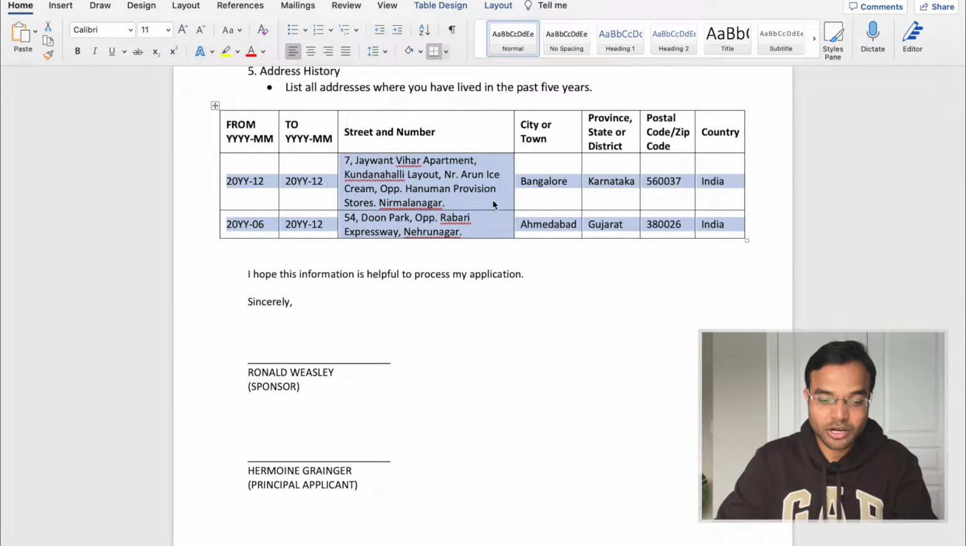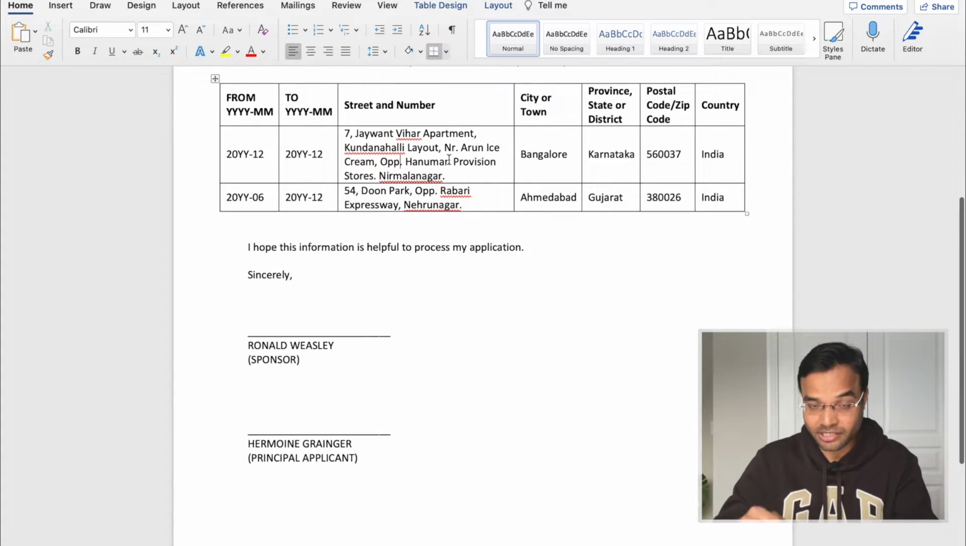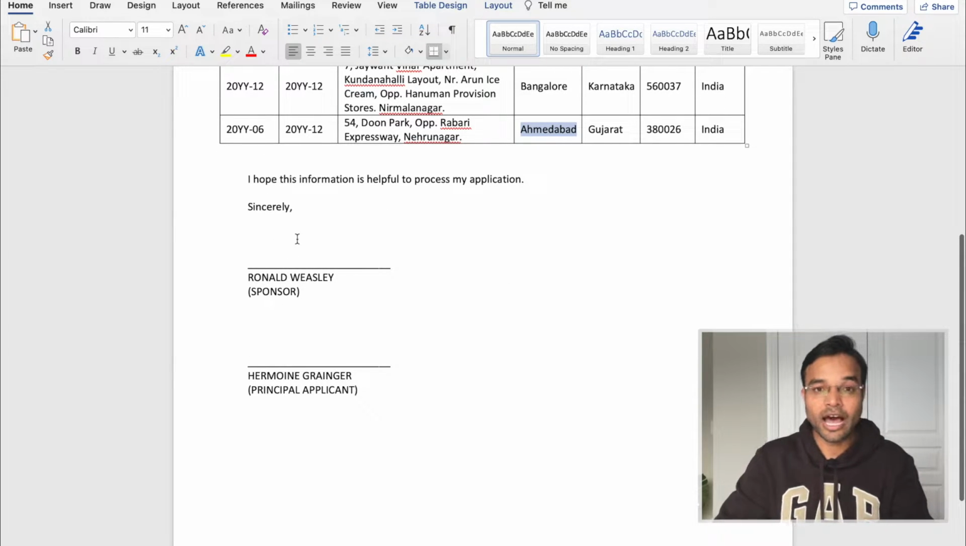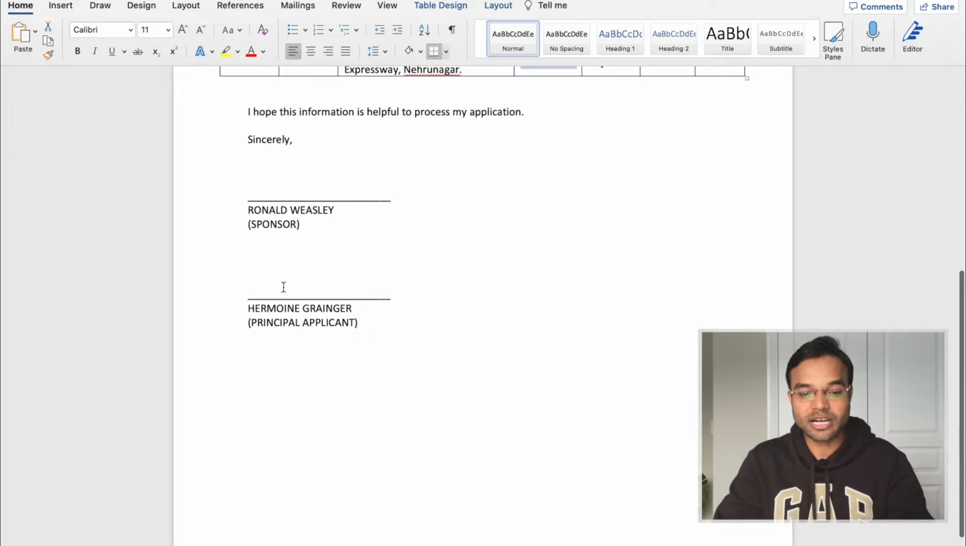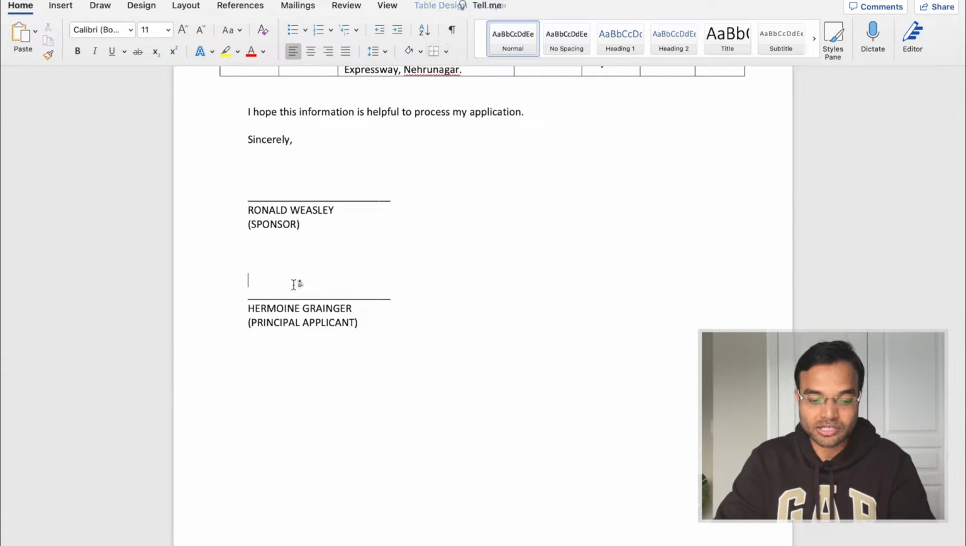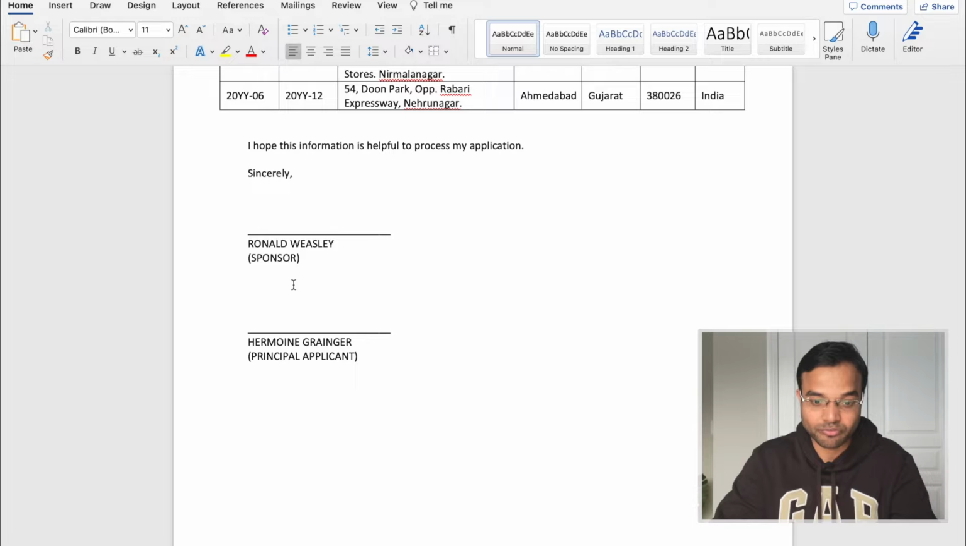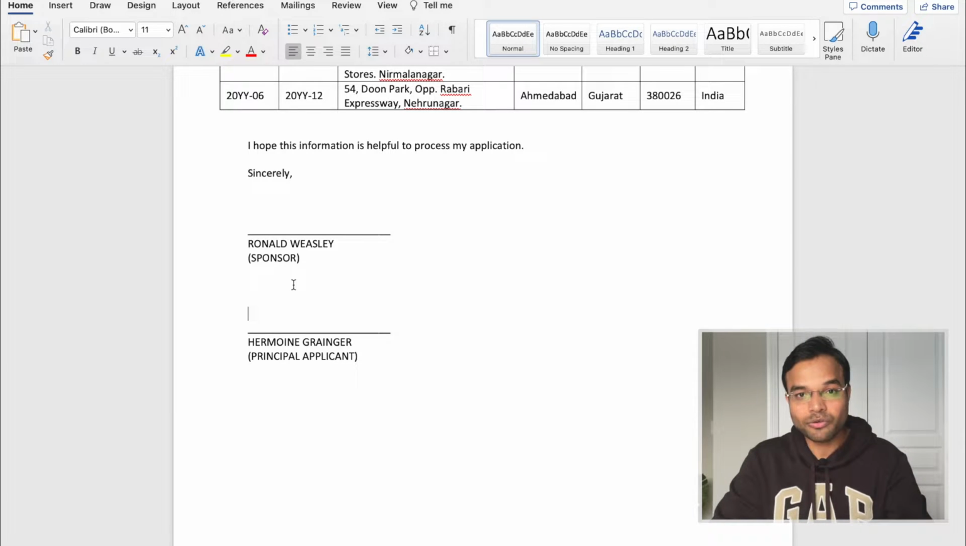Once this is done, Ronald, who is the sponsor, is going to manually sign the form, and then Hermione Granger can also provide her signature. It's not said anywhere that you have to provide it, but since the form IMM 5532 has to be signed by both the sponsor and the principal applicant, I believe that both their signatures should also be provided on this additional sheet of paper. In fact, this is how you can create an additional sheet throughout the entire application package.